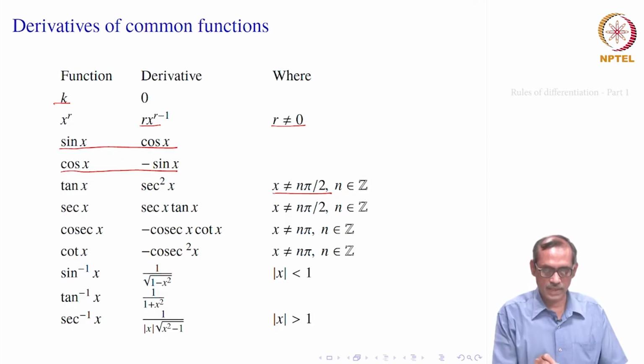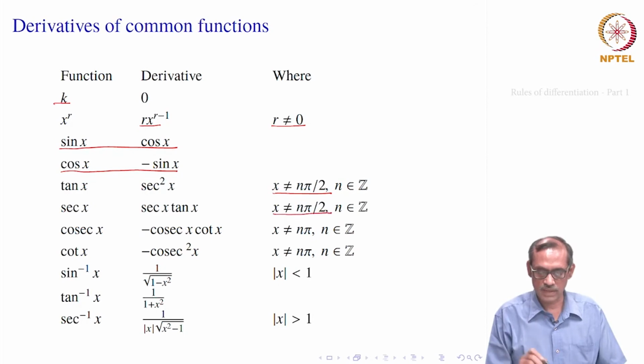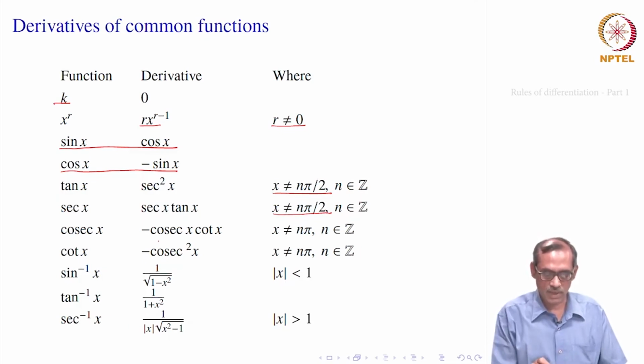So, except those points, the tan x derivative will be secant square x. Similarly, for secant x, it will be secant x into tan x, again where it is not defined. So, that has to be eliminated, except those points, everywhere else this formula holds. Then cosec x will give us, it is coming from there by a duality rule, so minus cosecant x into cot x, just like the minus comes from here. And the derivative of cot x equals minus cosec square x. Again we have to take care of where they are defined, where they are not.